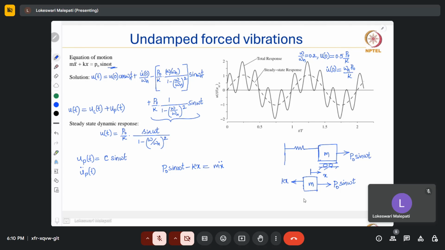Okay. What is UP of T? This is the particular integral that corresponds to this forcing function. The component of general solution. No, it's not a general solution, it's the particular integral. So this whole thing is actually the general solution for this non-homogeneous equation.